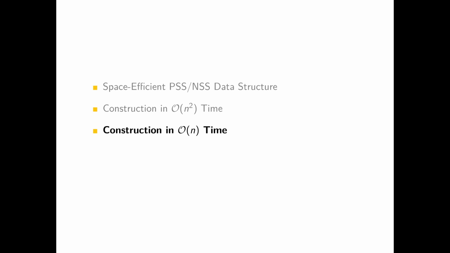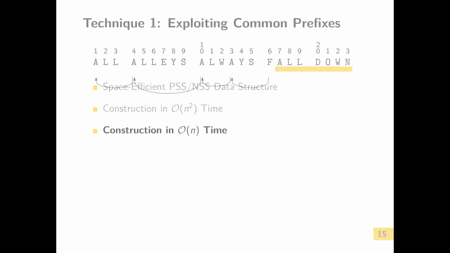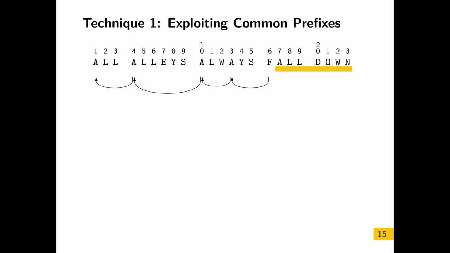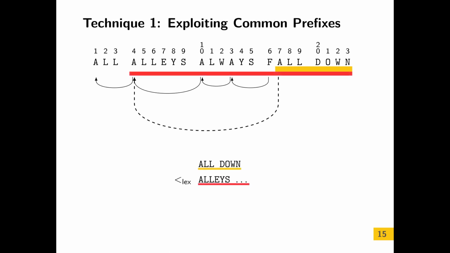Our first technique aims to accelerate suffix comparisons by skipping unnecessary character comparisons. Say, for example, that we want to compare the suffixes "all down" and "Ellie's always fall down". In order to determine their lexicographical order, we have to scan both suffixes simultaneously from left to right, until we find the first mismatching character. We discover that the suffixes share a common prefix of length 3, which means that the suffix comparison comes at the cost of performing 3 individual character comparisons.